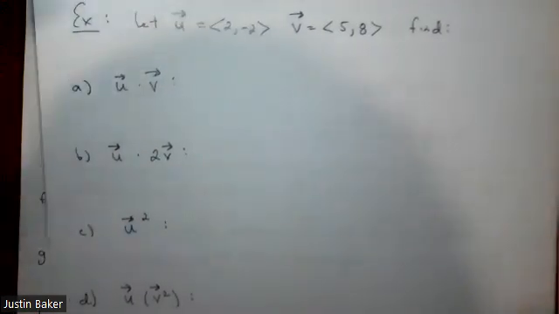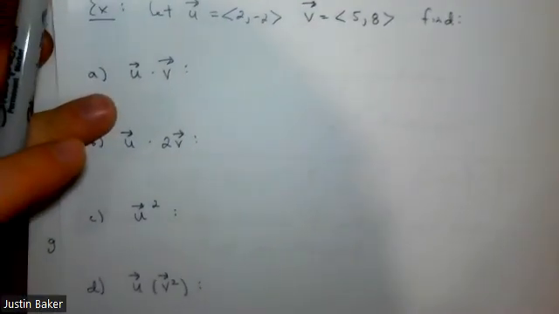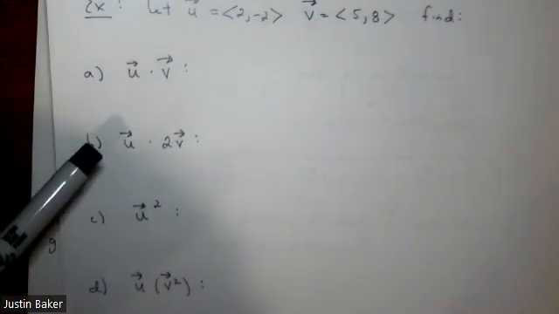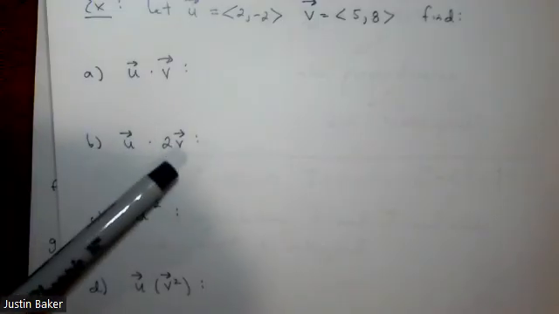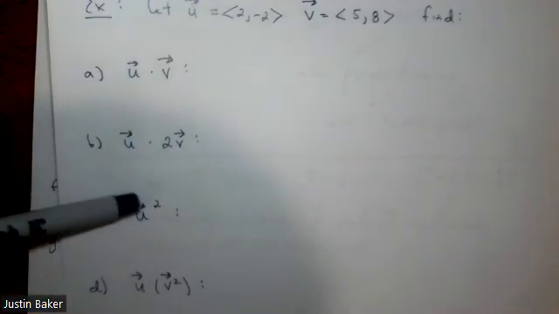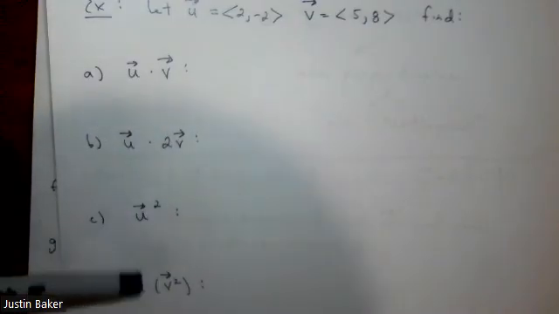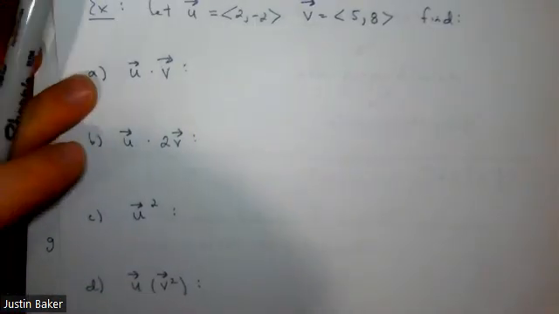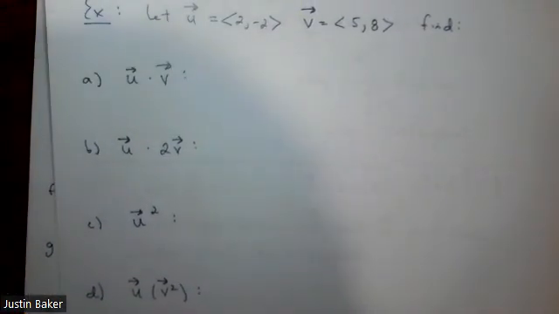Okay, and below, we've got some example problems. Let u be 2, -2, and let v be 5, 8. With that said, we want to find vector u times vector v, vector u times 2 times vector v, vector u squared, and for the last one, vector u times vector v squared. So I will stay quiet for about 5 minutes and then we will post some answers. Go ahead and try them.